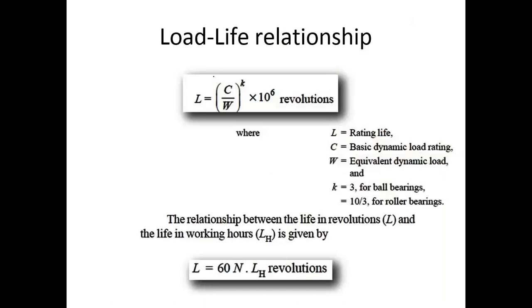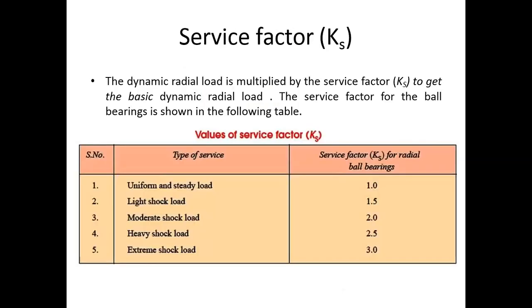Now, the load life relationship. L is equal to (C/W) raised to K into 10 raised to 6 revolutions, where L is the rating life, capital C is the basic dynamic load rating, W is the equivalent dynamic load, and K is equal to 3 for ball bearings and 10/3 for roller bearings. The relation between the life in revolutions L and life in working hours Lh is given by L equal to 60 into N into Lh revolutions, where capital N is the number of revolutions per minute. Service factor Ks.